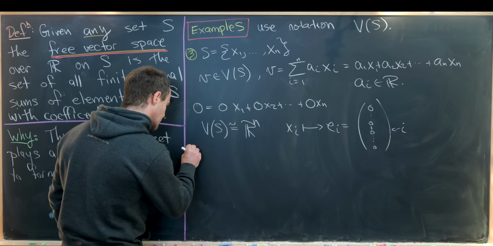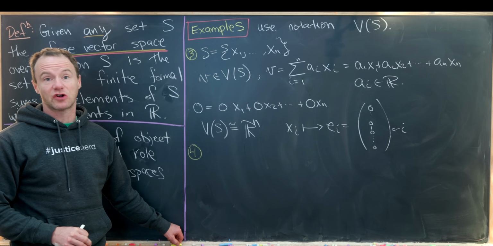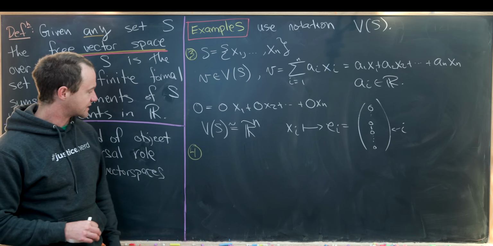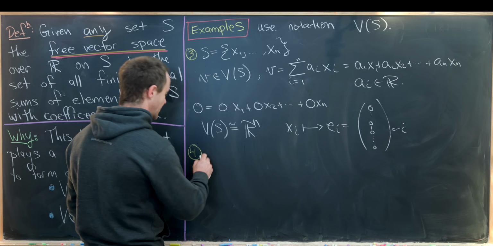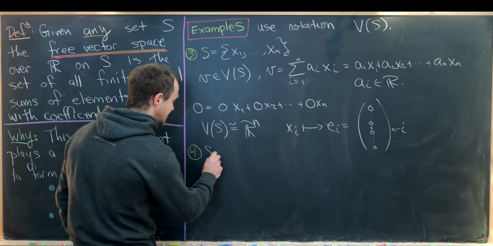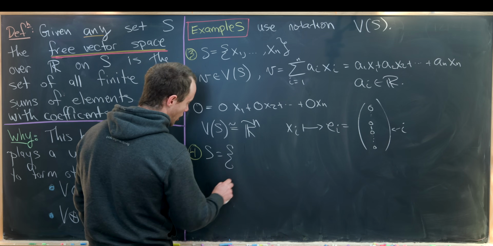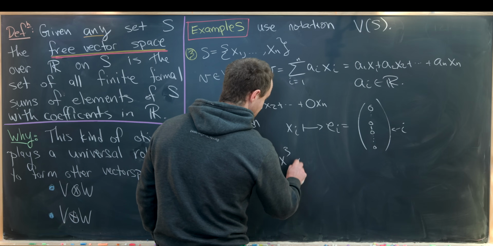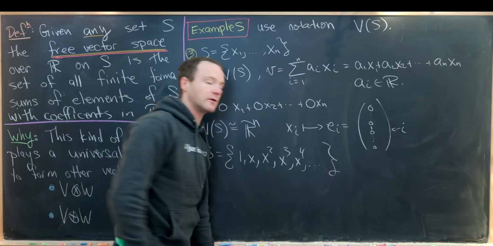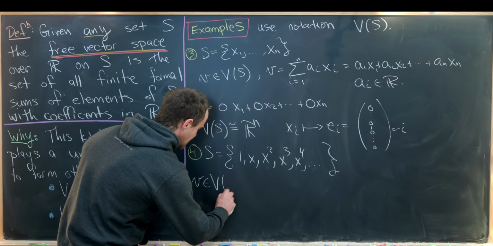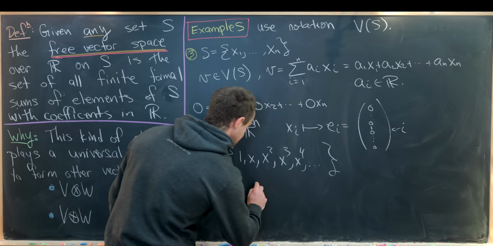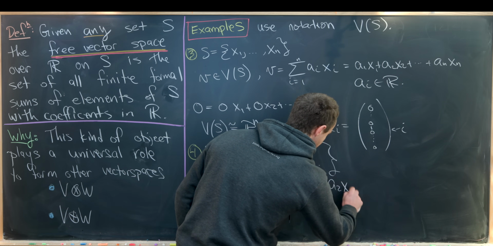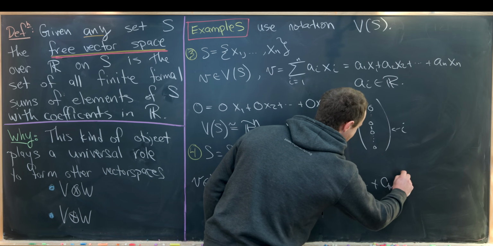So let's look at one more standard example before we look at kind of a crazy example, which really highlights how this allows us to create some pretty crazy vector spaces. Okay, so the last example that we'll look at that is standard will be if we take the set S to be equal to all powers of x. So let's say 1, x, x squared, x cubed, x to the fourth, and so on and so forth. But that means if we have a v in V of S, then that means that v equals a0 plus a1 x plus a2 x squared all the way up to an x to the n.